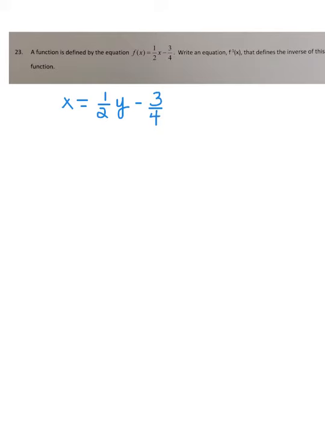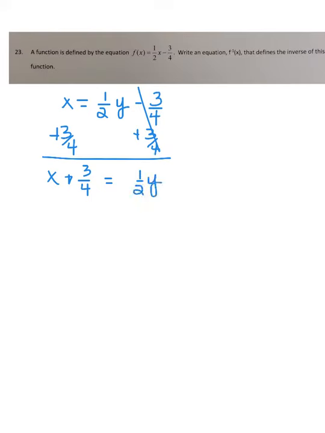So I'm going to try to get the y by itself. I'm going to start by adding 3/4 to both sides. That'll help isolate that y a little bit. So that's going to be gone. So then we have x plus 3/4 equals 1/2 y. All right, now I want to get rid of that 1/2. So remember, the way we can get rid of a fraction is to multiply by its reciprocal. And what I do to one side, I'm going to do to the other.